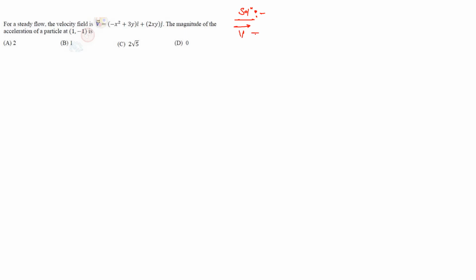So let's see this. First, let's note down what the velocity field is. This is (-x² + 3y) i cap plus 2xy j cap.